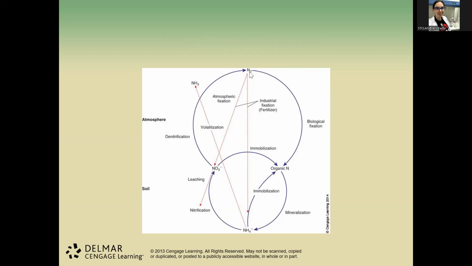So biological fixation is where the nitrogen is taken from the atmosphere and then it's fixed into organic nitrogen. That could be nitrogen that's bound up in an organism or in the soil.